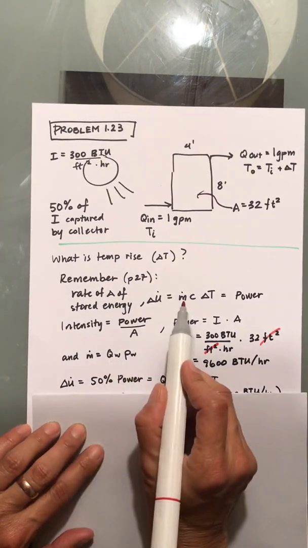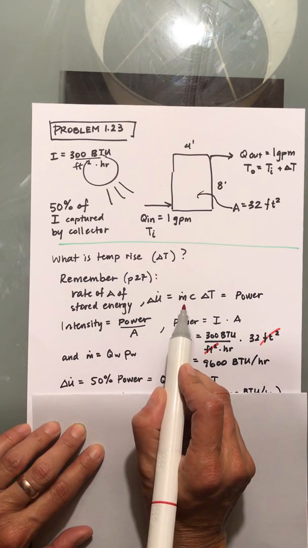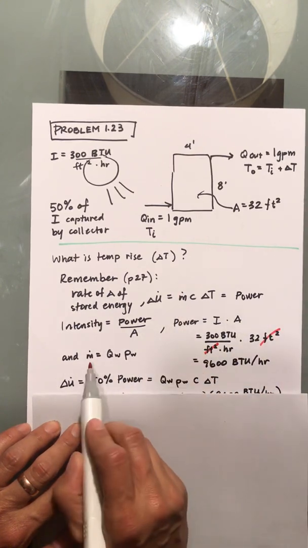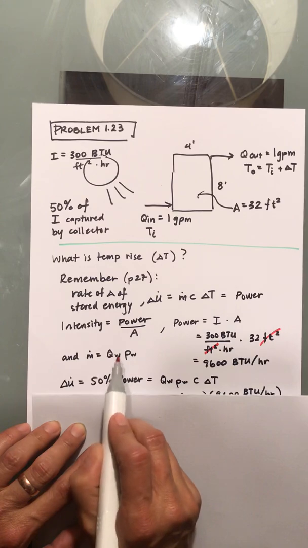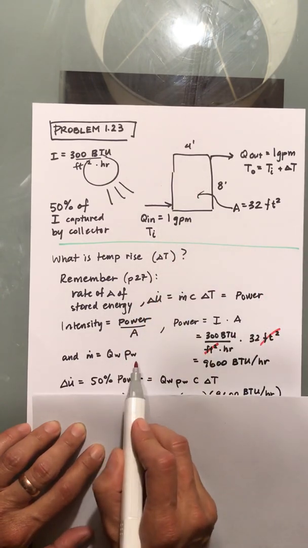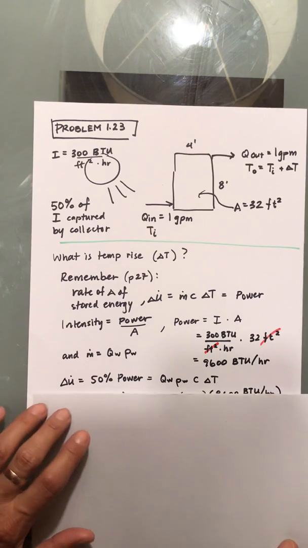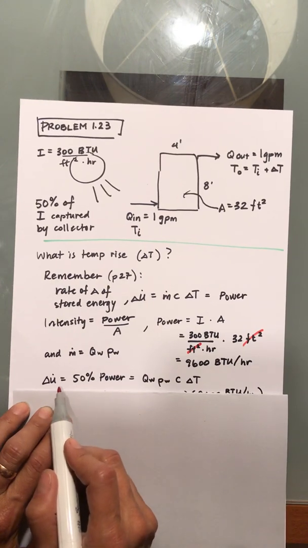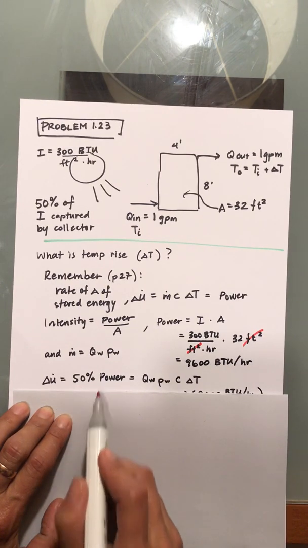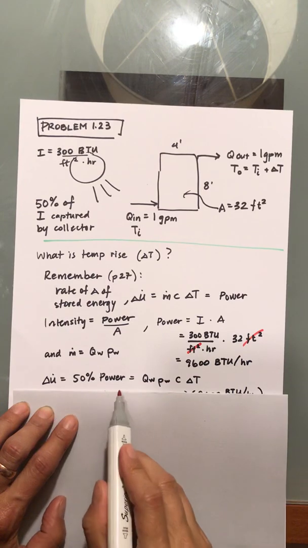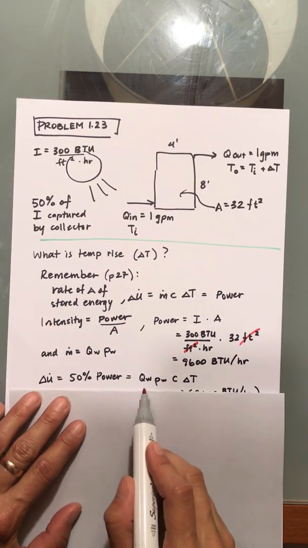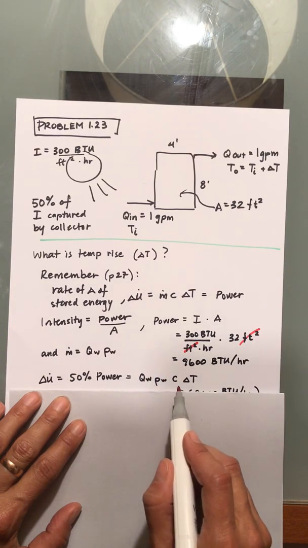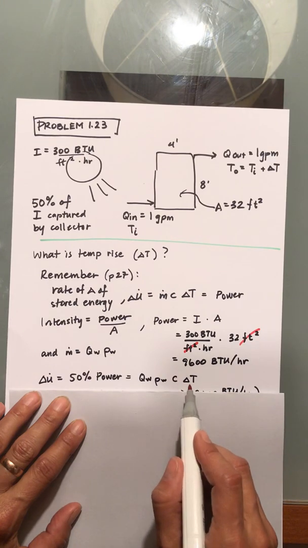Okay, and then also remember we said that this mass flow rate, just like in our mass balance, all of those balanced terms are mass rates, so that mass rate equals the actual flow rate of water into the collector times the density of water. Okay, so now we know that our rate of change of stored energy, which is actually only 50% of the power that was input from the sun, equals this mass flow rate, Q_W rho_W, times specific heat capacity of water times delta T.